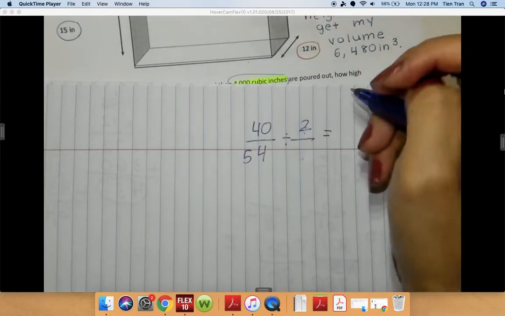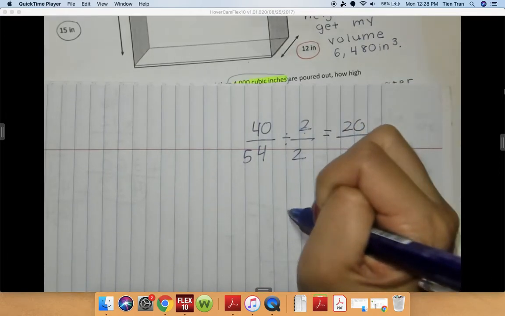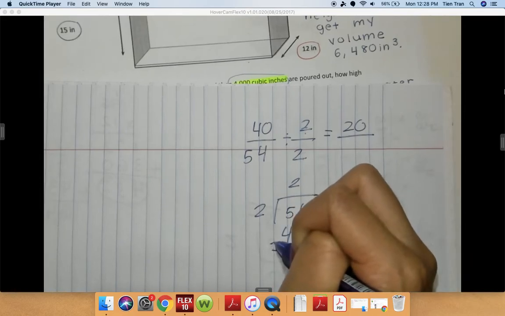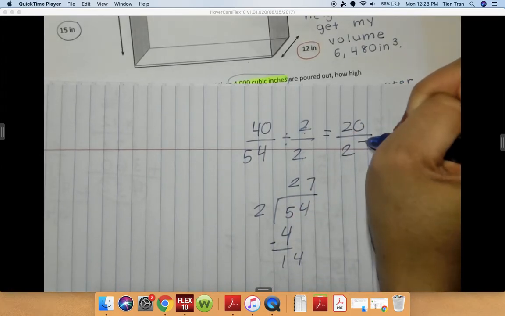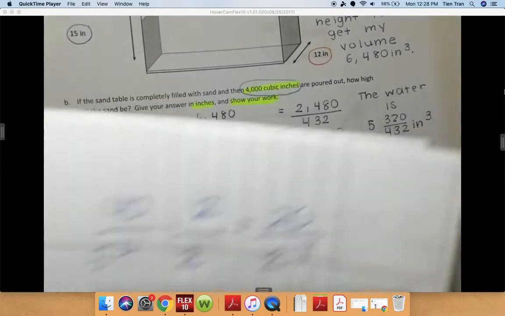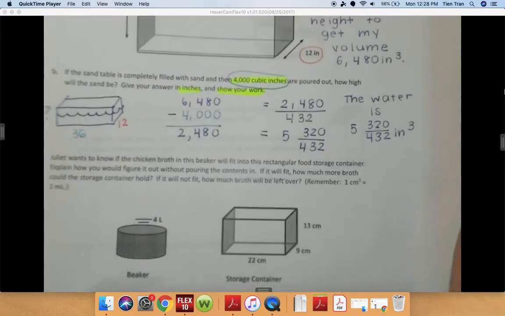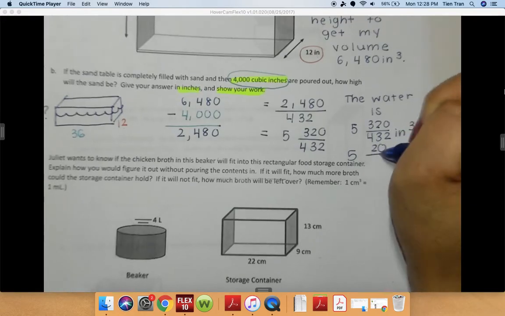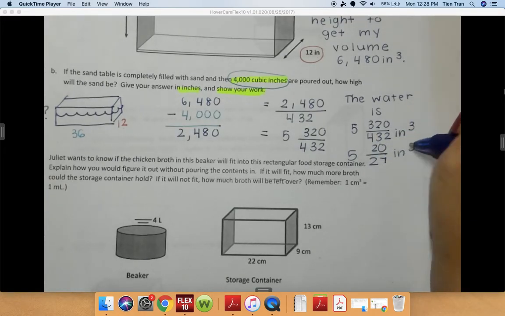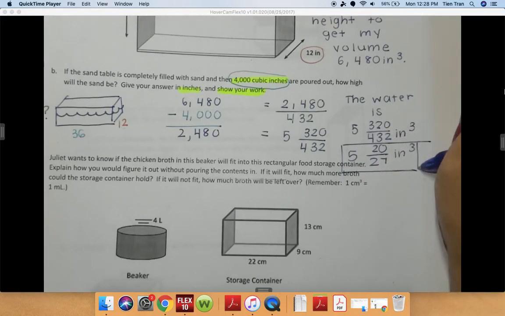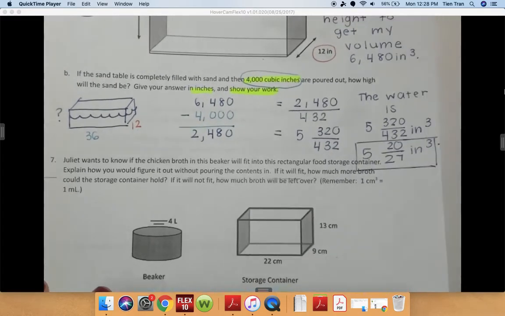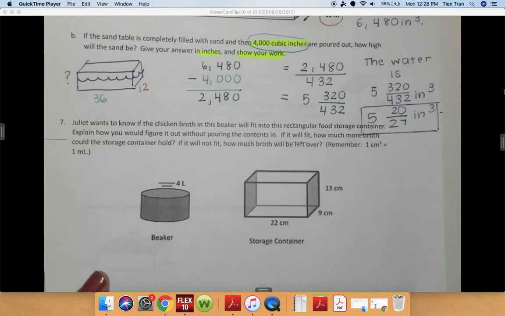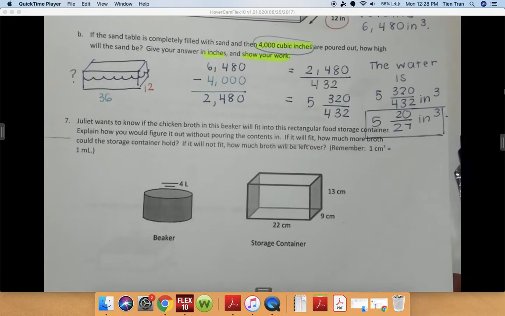40 divided by 2 is going to give me 20. And 54 divided by 2 is going to give me 27. So it's going to be 20 over 27. So this number right here, I'm going to write 5 and 20 over 27 inches cubed as my final answer. Okay, that's a very long one. Yours that you're going to have on your test is going to be a lot simpler than that.